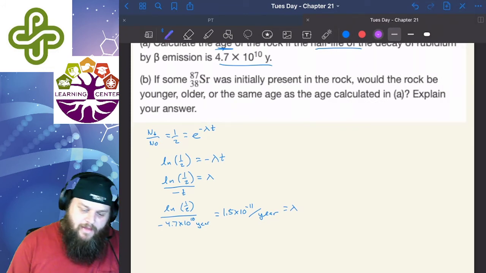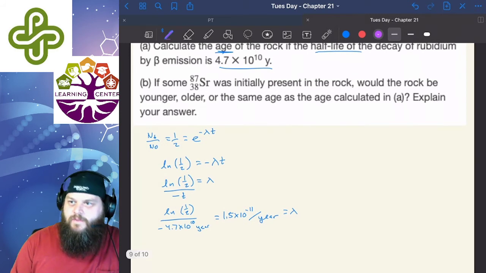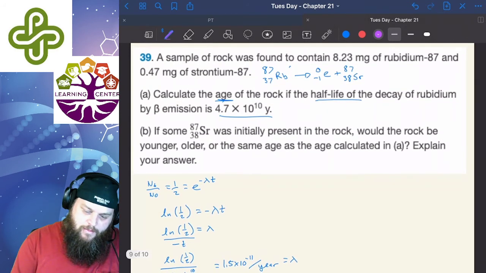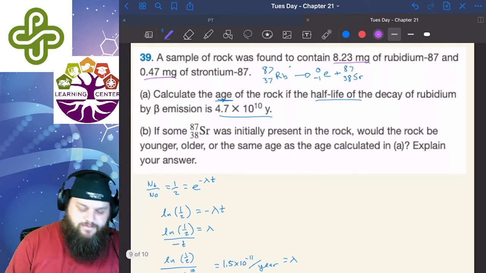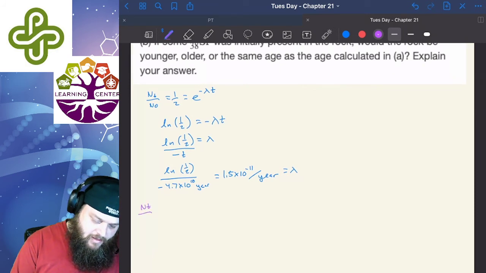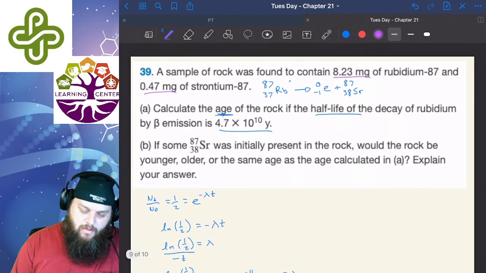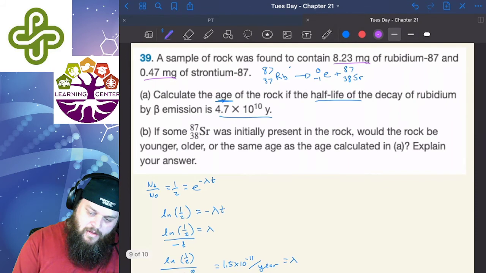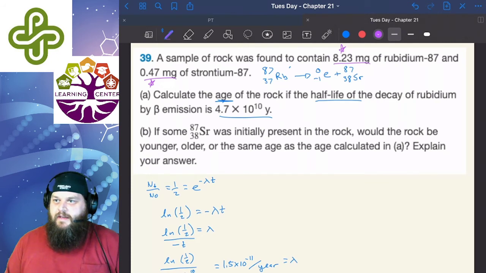Now that I have lambda, we want to find the age of that rock. So what we need to do is find out, based on these numbers, how old that rock is. To do that, we know that the ratio Nt over N naught needs to be equal to the amount that's there initially. We do know that's going to be this amount plus this amount, because all that strontium was created through that beta decay of rubidium.